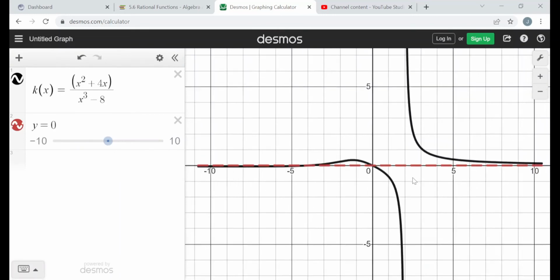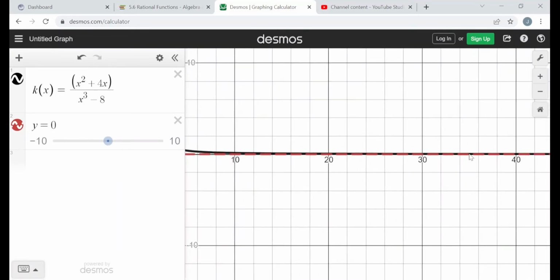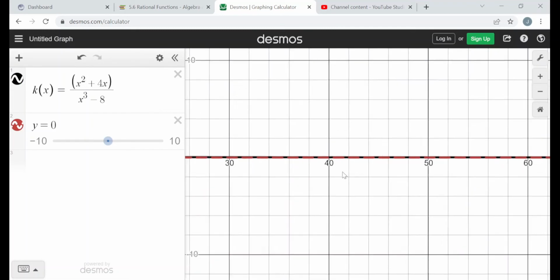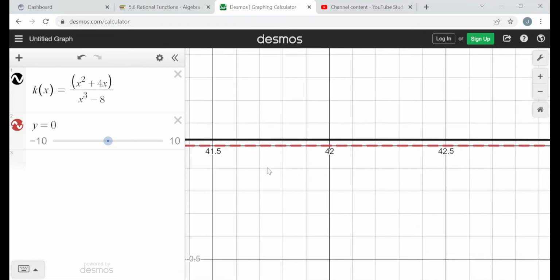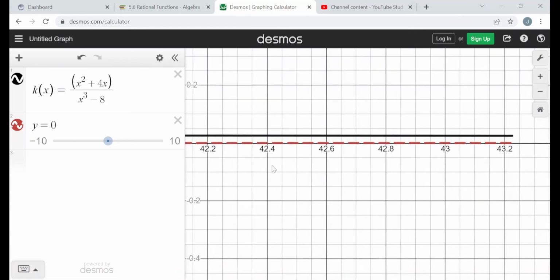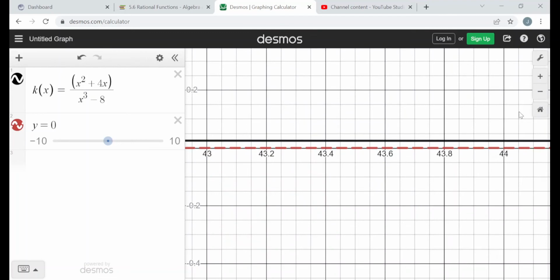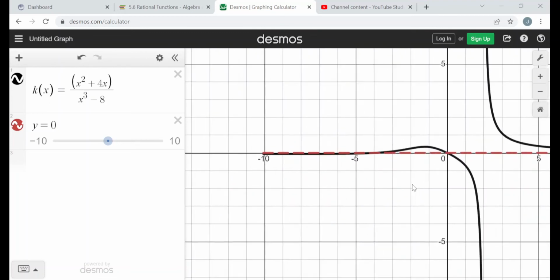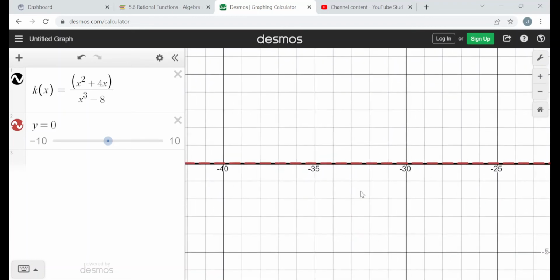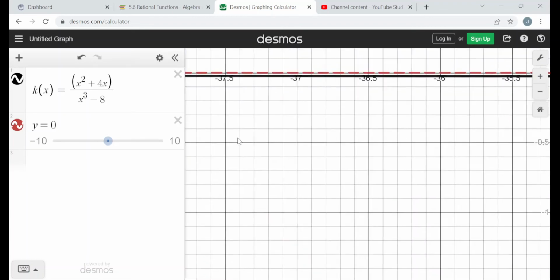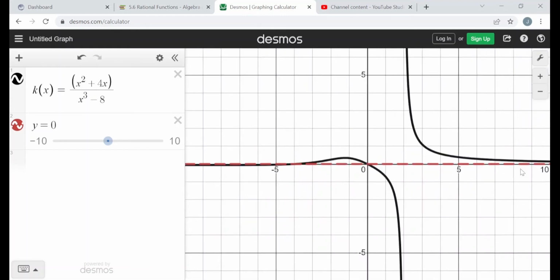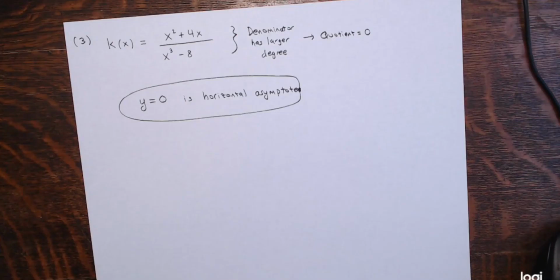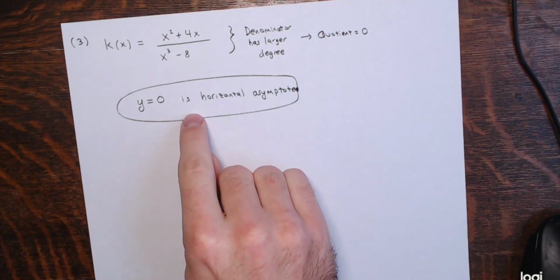And then you can see, as you move to the far right, the graph approaches that red dashed line. It doesn't actually become it. Right? You see, it's always just a little off, but it gets closer and closer to it. Same thing to the far left, right? You go to the far left, the graph is approaching that red dotted line. It's approaching the x-axis. Not actually becoming it, but approaching it. So, the x-axis, y equals 0, is a valid horizontal asymptote here.